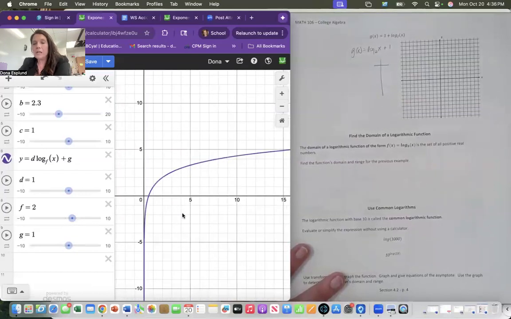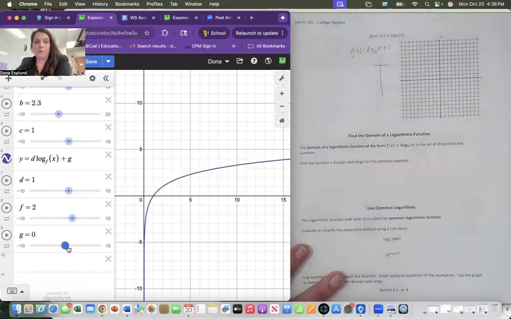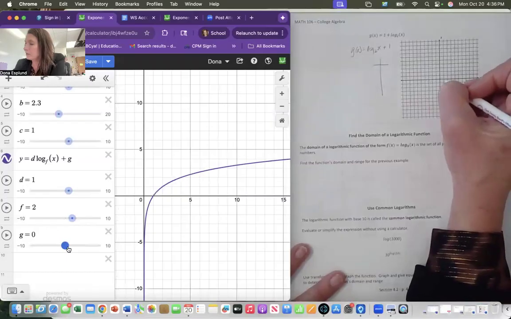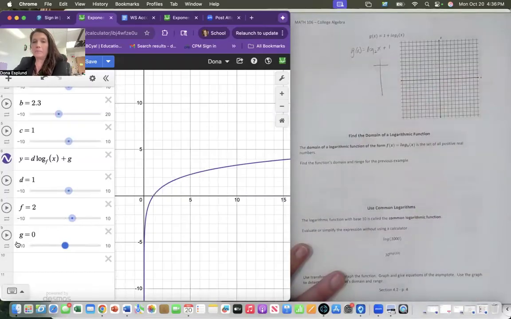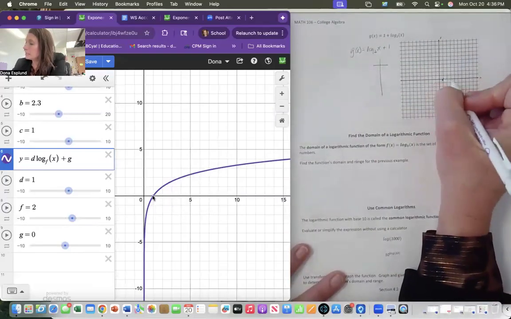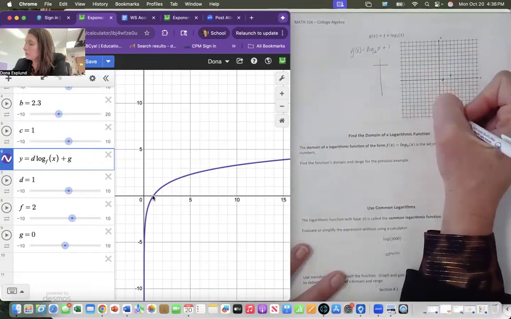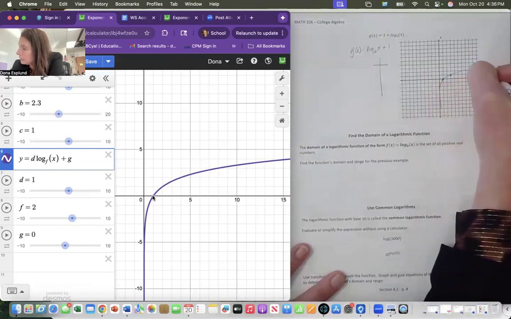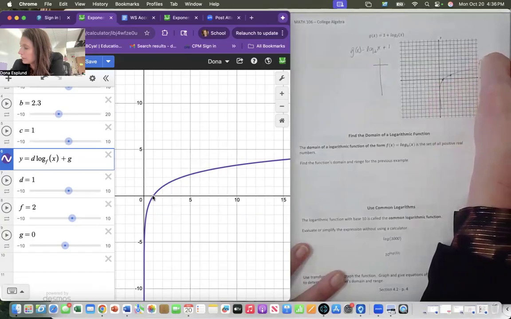And so notice that if I just have the parent function, which is log base 2 of x, that means g would have to equal 0. This is what it looks like, where when x is equal to 1, y is going to be equal to 0. And then when x is equal to 2, y is going to equal 1. So I'm going to pencil in what my parent function is. And this one, again, is f of x is equal to the log base 2 of x.